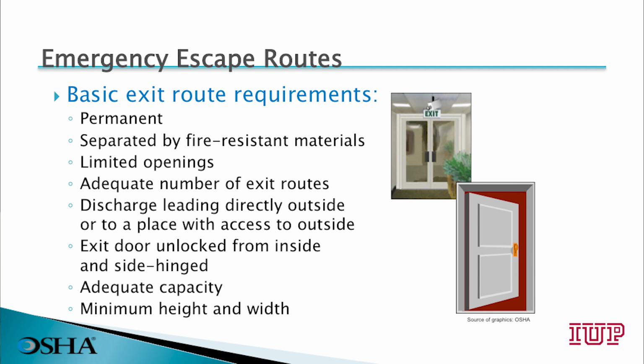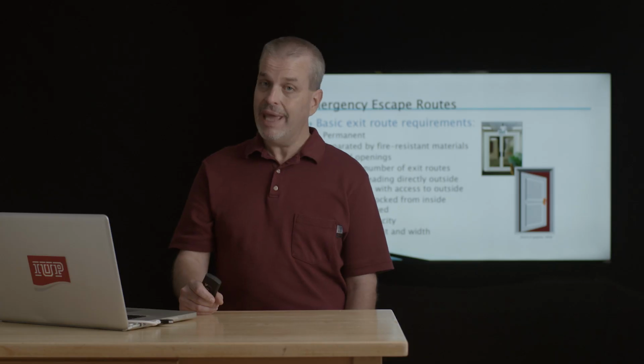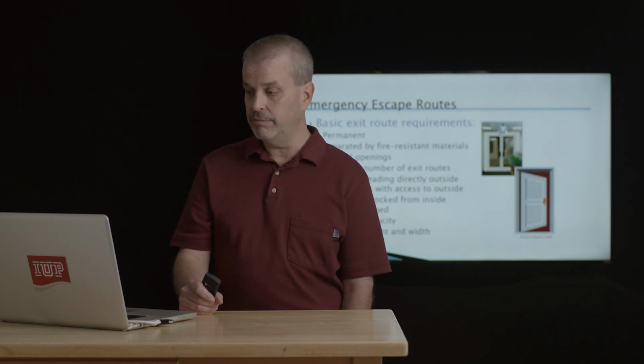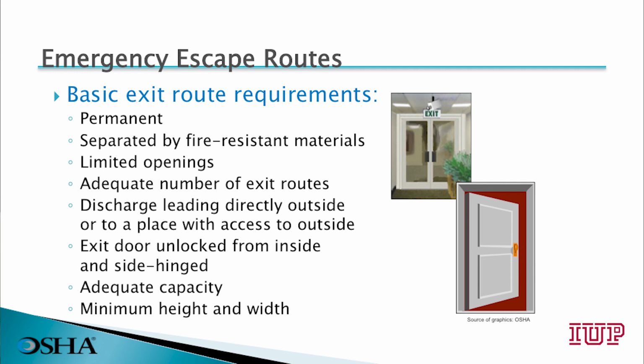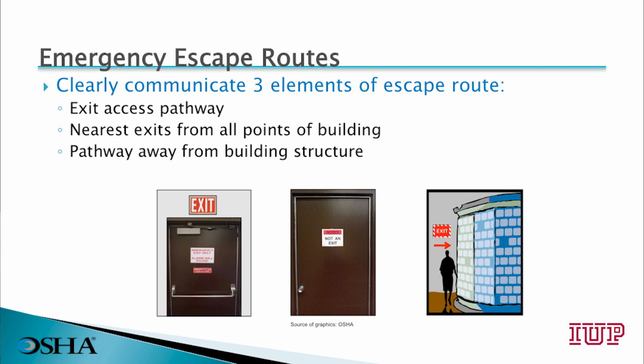that the exit discharge leads directly outside to a safe place. The exit door is unlocked from the inside and side hinged. We cannot use garage doors as an exit. We need to ensure that there's an adequate capacity and the minimum height and width requirements are met. There are 3 elements of an escape route: ensuring that we have exit access along that pathway, that we have exits that are near to us from all points within the building, and the pathway leads us away from the structure itself.